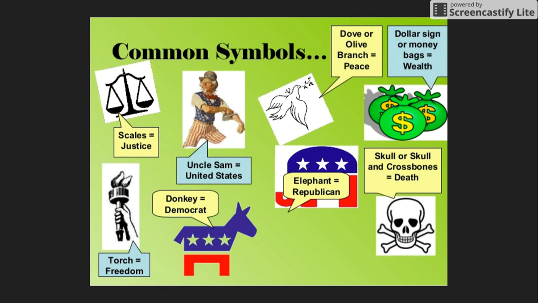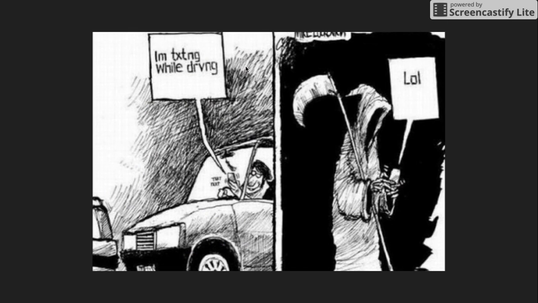Common symbols you'll see are these: justice, and Lady Liberty for freedom or liberty. Other times we'll see the elephant and the donkey for the political parties. Uncle Sam oftentimes represents the United States. These are just a few; there's a whole lot. Here's another example of a symbol that I think most of us know. The Grim Reaper represents death.